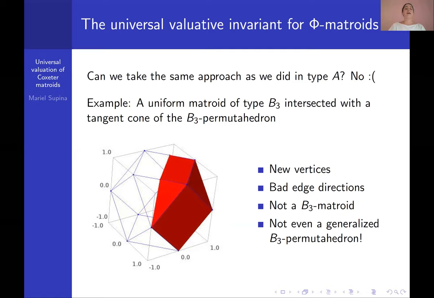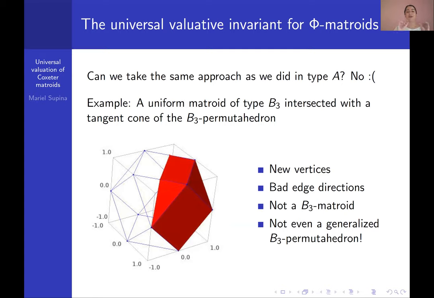The problem is that in general Coxeter types, if you take a uniform matroid and intersect it with a tangent cone of the Coxeter permutahedron, you don't necessarily get a Coxeter matroid. You don't even necessarily get a generalized Coxeter permutahedron. So here's a bad example.